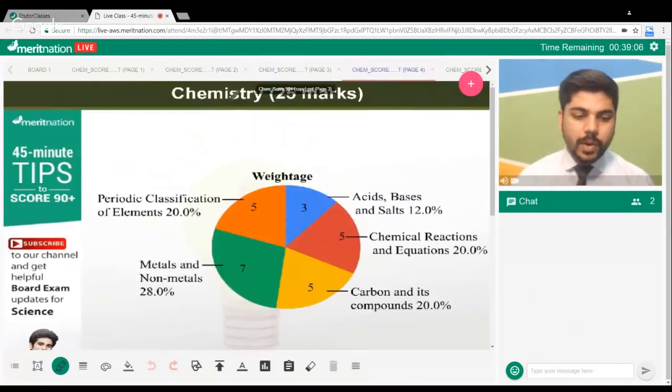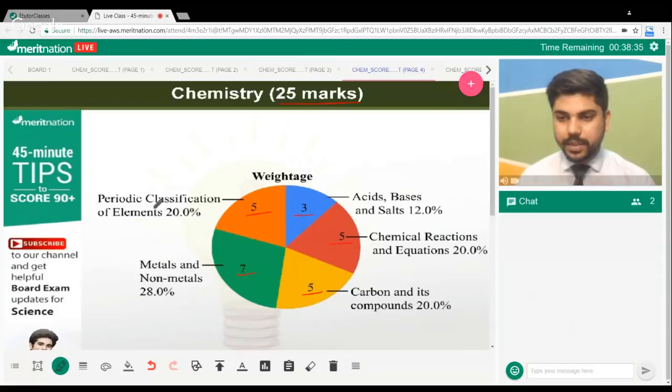Now, if I talk about chemistry, we can say that 25 marks of questions will come, out of which 3 marks will be from the chapter acids, bases, and salts. 5 marks will be from chemical reactions and equations. 5 marks will be from carbon and its compounds. 7 marks will be from metals and non-metals. And 5 marks will be from periodic classification of elements. So that's basically your 25 marks.